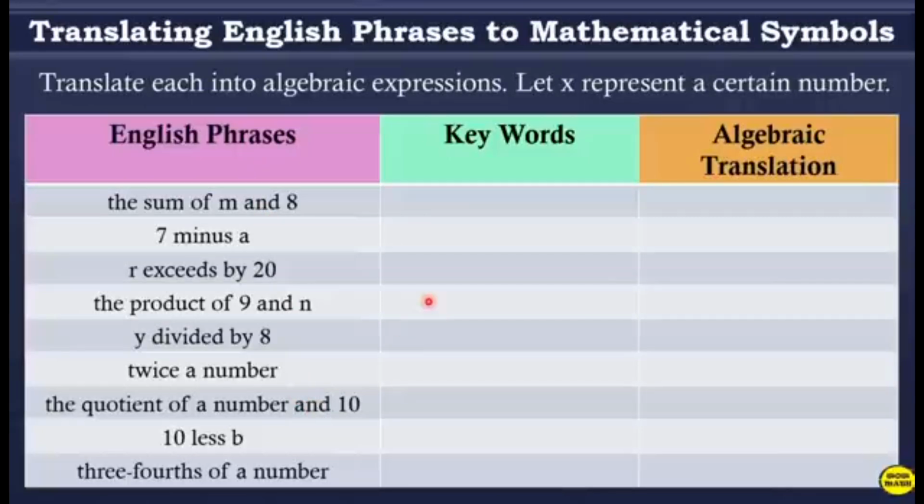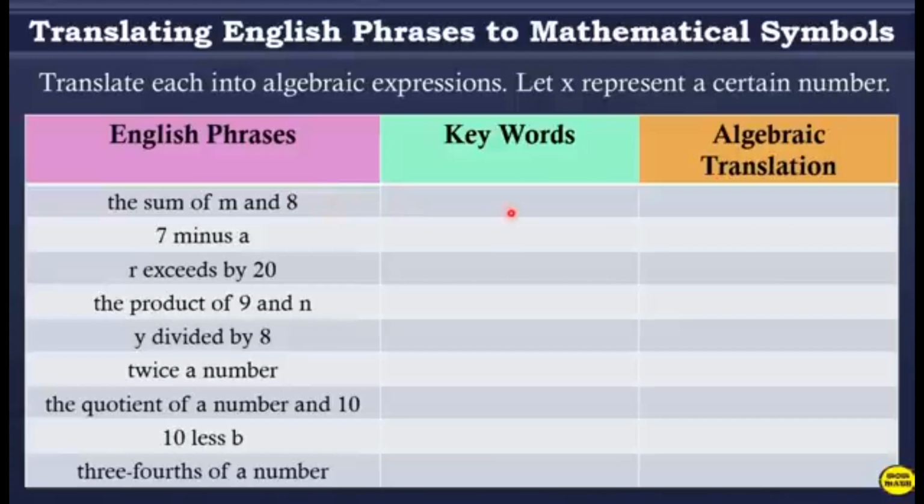And the first thing we're going to do is that we should know the keywords. The keywords here are very important so that it would be easy for us to translate into symbols. These keywords are very important so that you'll know what operation you're going to use in translating. So the first example is the sum of m and 8.